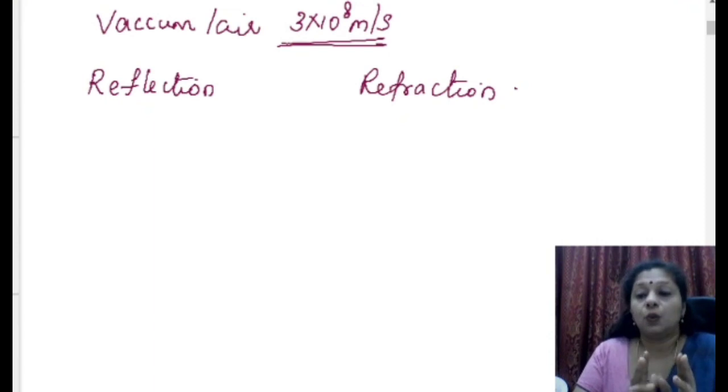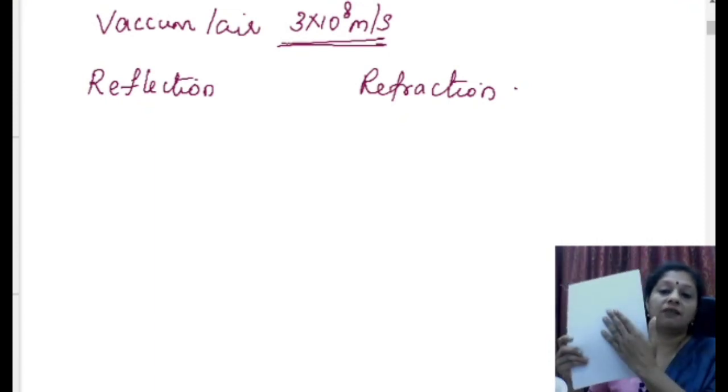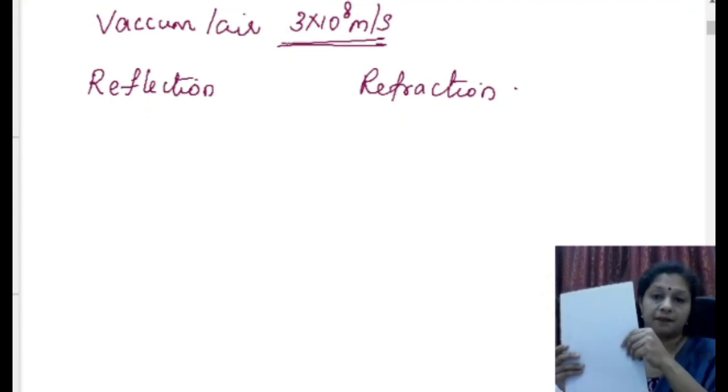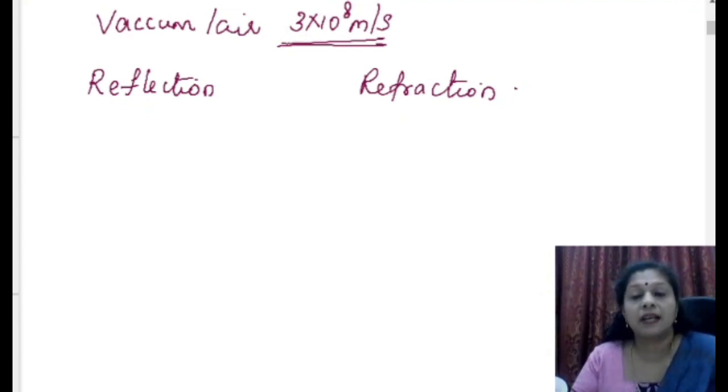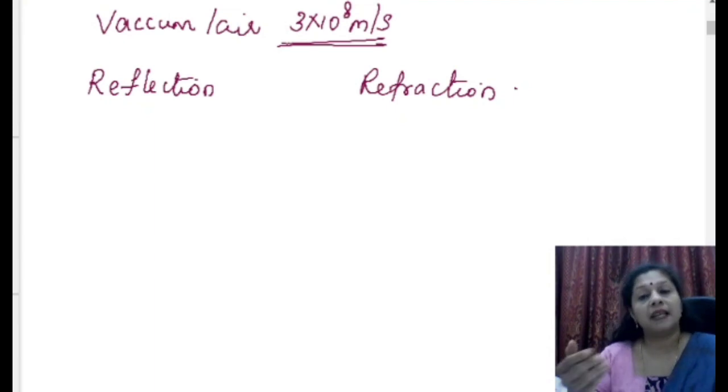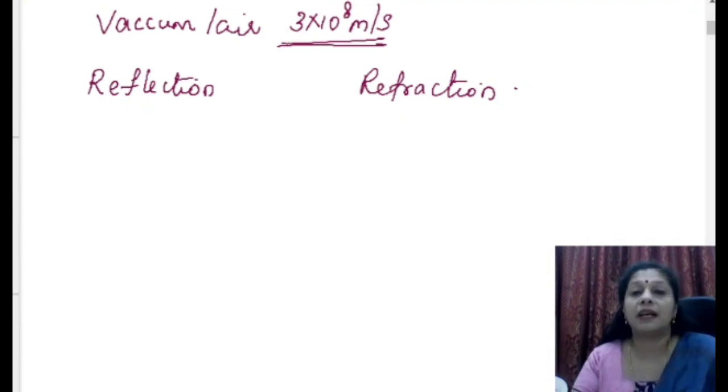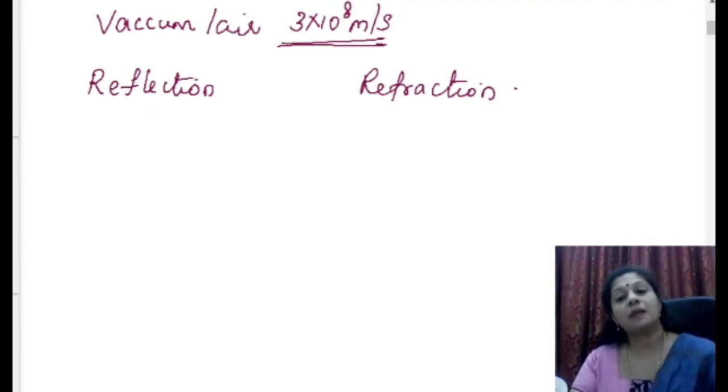So there are two cases. First one, the light is not allowed to pass. So what happens to the light falling on this? It is bouncing back. Okay, so that process is called a reflection. Whereas if the light is allowed to pass through, that is called a refraction. So these two properties we are learning.